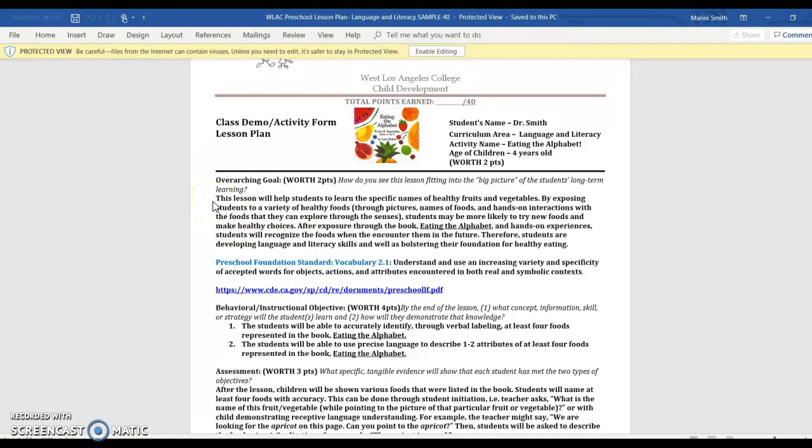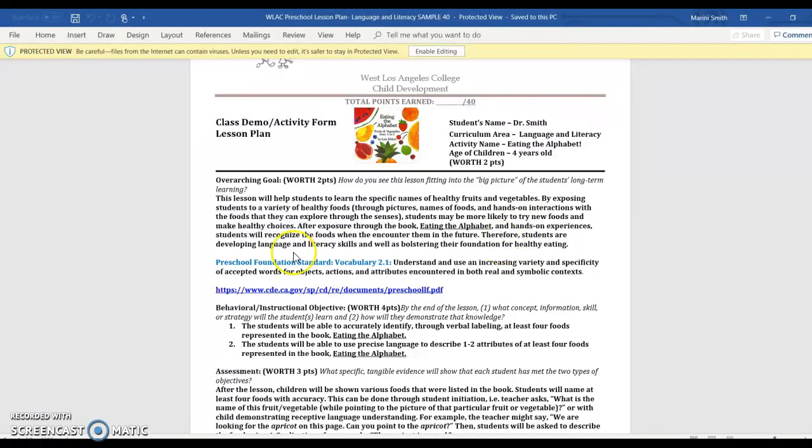So in this situation, this particular lesson plan, we will help students to learn the specific names of healthy fruits and vegetables. So my big idea is, by exposing students to a variety of healthy foods through pictures, names of foods, and hands-on interactions with the foods that they can explore through the senses, students may be more likely to try new foods and make healthy choices. Also, after exposure through the book, Eating the Alphabet, and hands-on experiences, students will recognize the foods when they encounter them in the future. Therefore, students are developing language and literacy skills as well as bolstering their foundation for healthy eating.